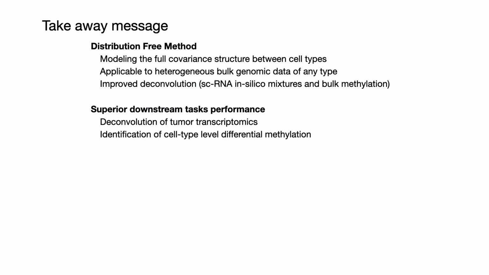So to wrap up this presentation, the key takeaway message is that we're proposing a new distribution-free deconvolution method. The method is capable of handling full covariance structures between cell types, and because we kept it distribution-free, it should be applicable to heterogeneous bulk genomic data of any type. Empirically, we see improved deconvolution results in both single-cell RNA in-silico mixtures and real-world DNA methylation data. It also shows superior downstream task performance, for example, in deconvolution of tumor RNA and identification of cell type specific EWAS hits in methylation data.